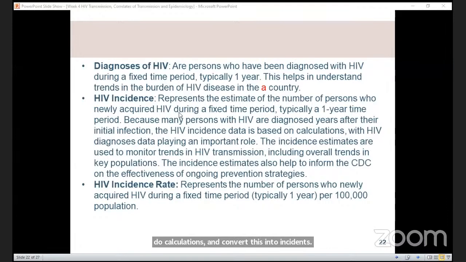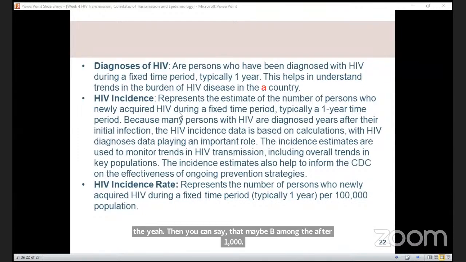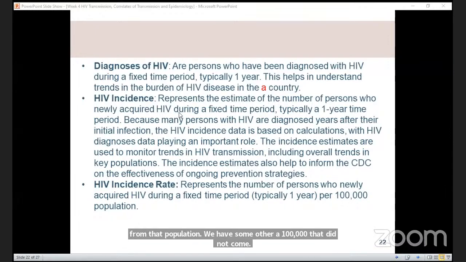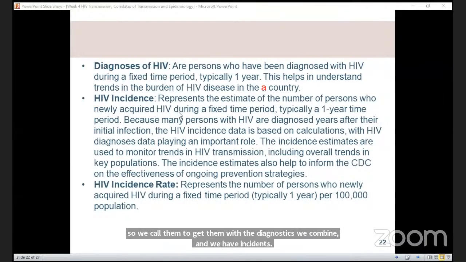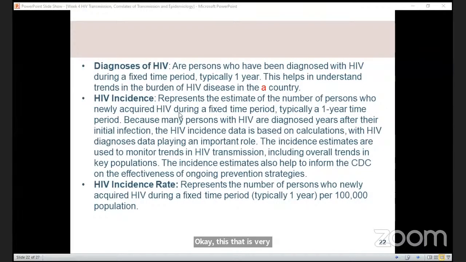We use the data because, assuming that we have 100,000 as diagnosis in the past year, then you can say that from that population, we have some other 100,000 that did not come for the diagnosis, but they could be having the virus as well. So together with the diagnosis, we combine and we have incidence. This data is very important because it helps inform the CDC of the effectiveness of ongoing prevention strategies.